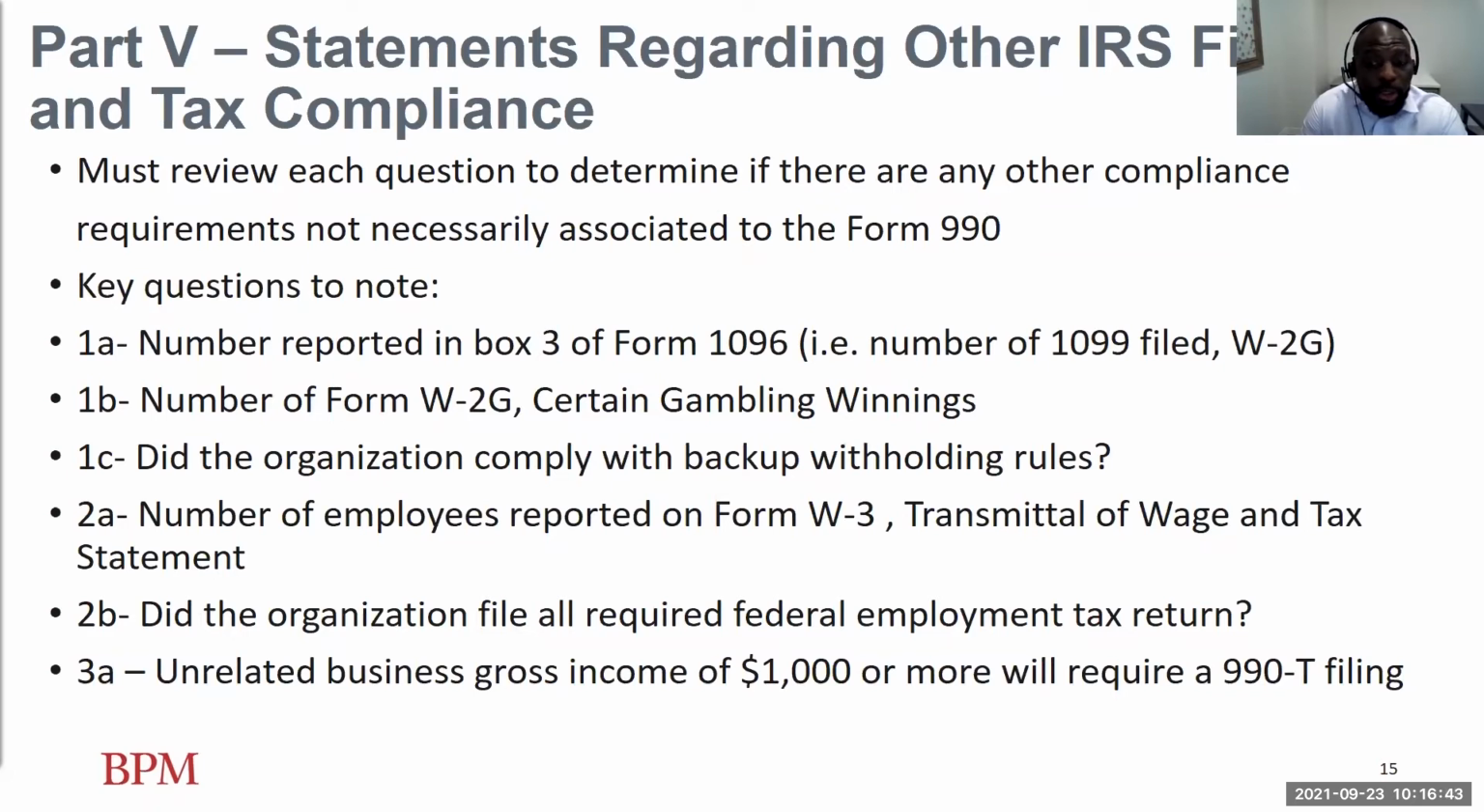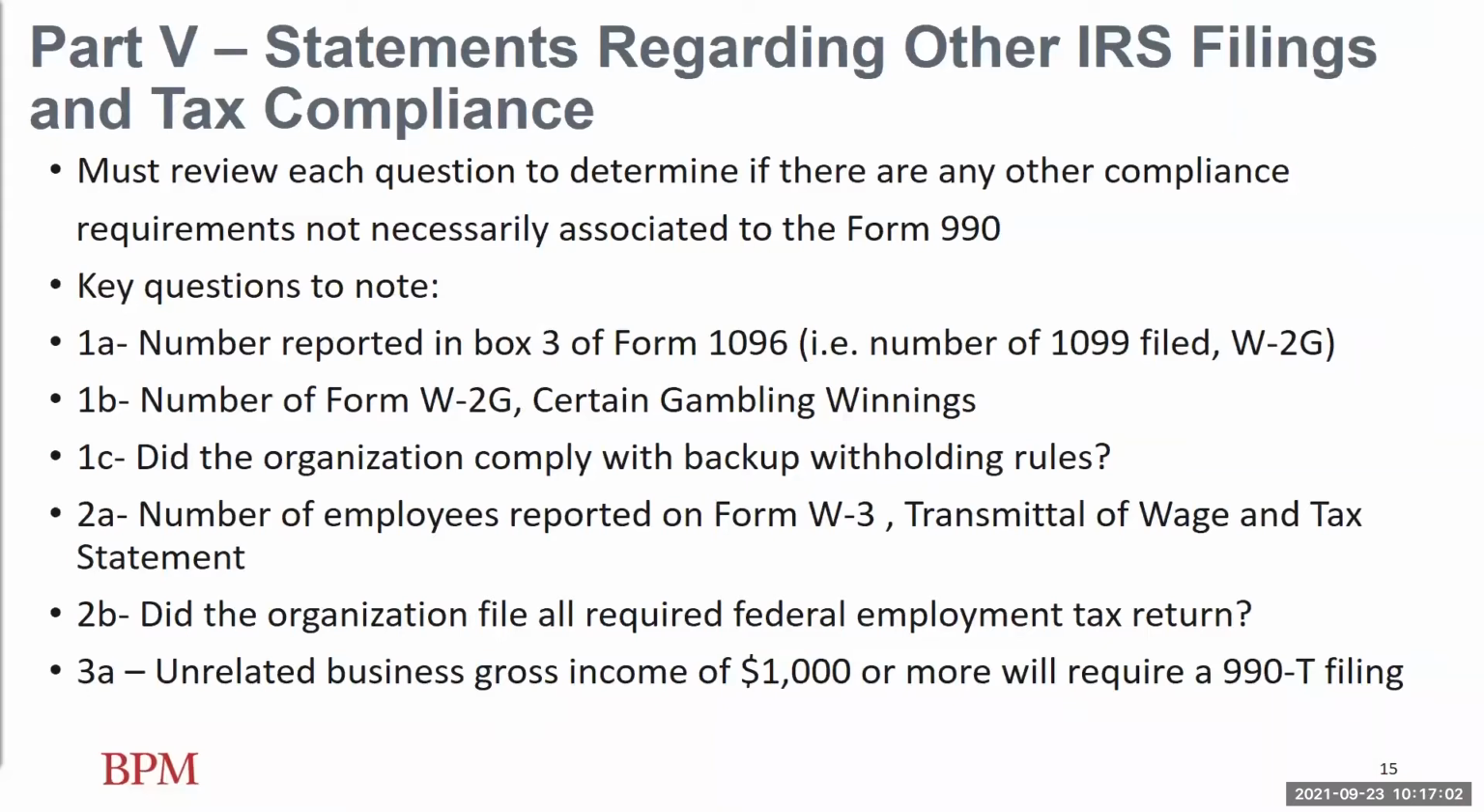The important part is your unrelated business income. If you had any unrelated business income of more than $1,000, then you're required to file a Form 990-T. Make sure that this is checked as well. Otherwise, if you file a 990-T and you don't check that box, then there's not a consistency here.